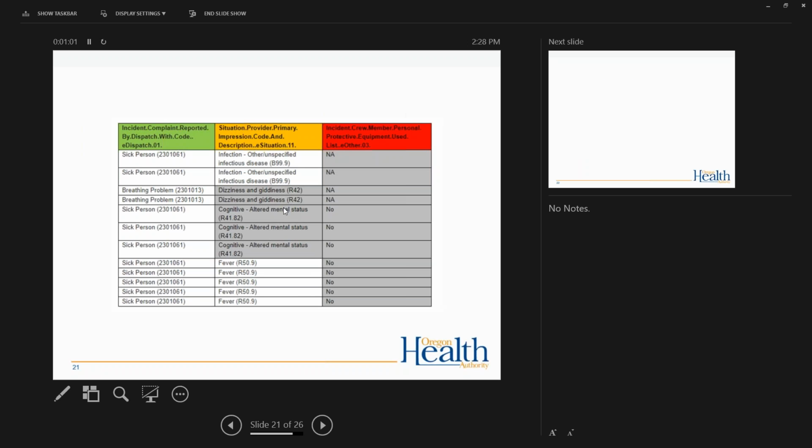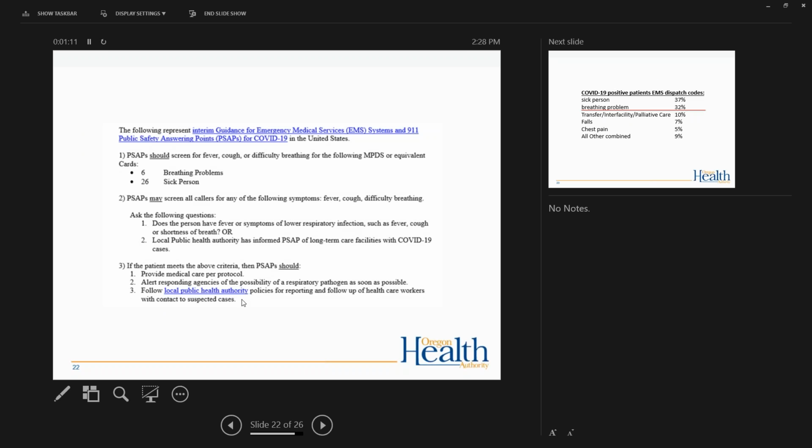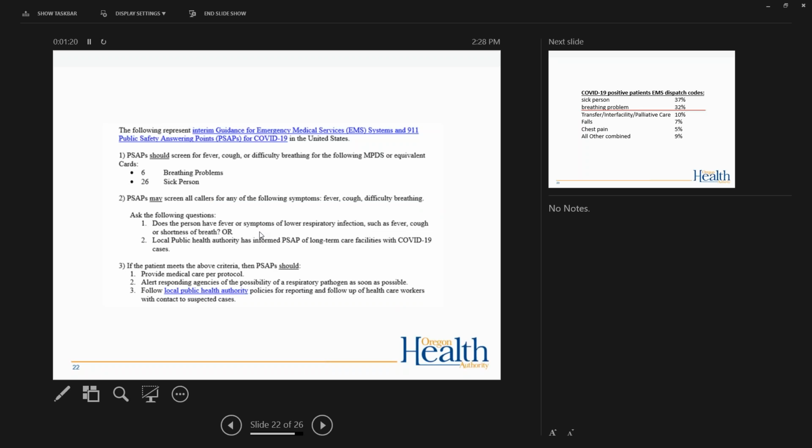You can see that when we first started looking at this, as the dashboard data indicates, it was exclusively sick people and breathing problems. And so when we put out our official guidance, we directed the PSAPs to screen just for those two chief complaints, and then ask the questions about fever, cough, and shortness of breath, because again, we knew from the dashboard that these were the primary symptoms that people were complaining of.